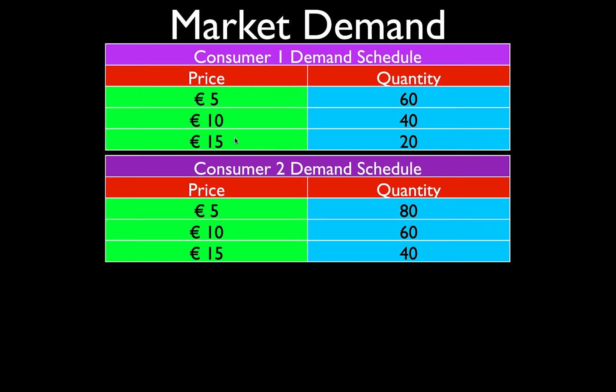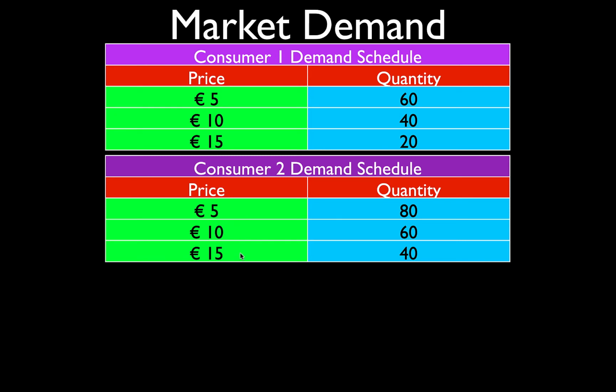Now, what I want you to see is that the set of prices is the same for the 2 consumers. That has to happen in order to aggregate market demand. €5, €10 and €15, €5, €10 and €15. Obviously the prices are different because 5 is different to 10, which is different to 15, but the set of prices here, 5, 10 and 15, are the same as the set of prices here.